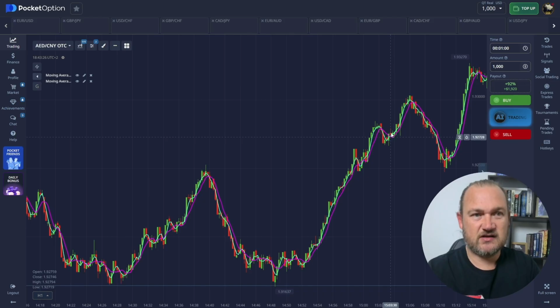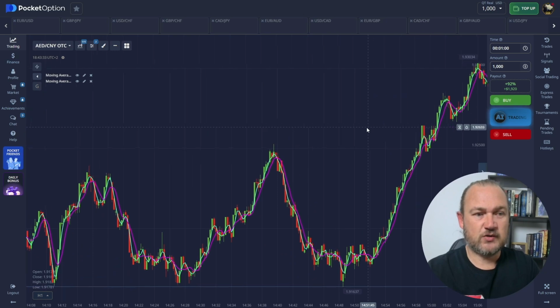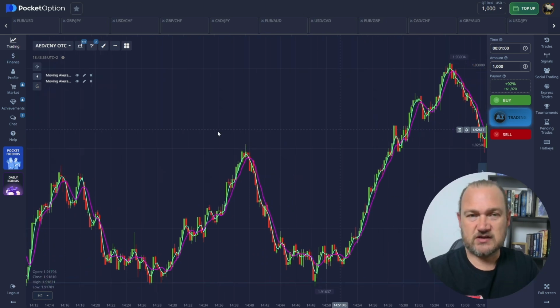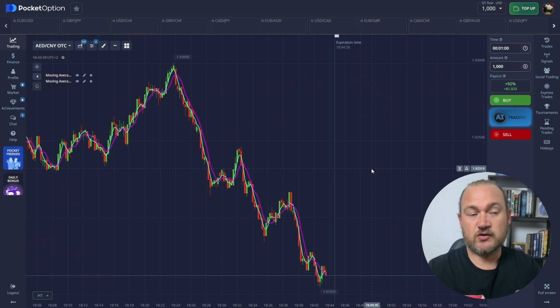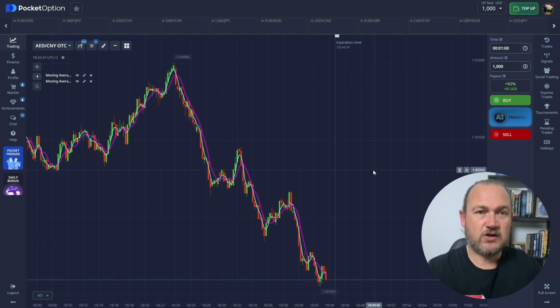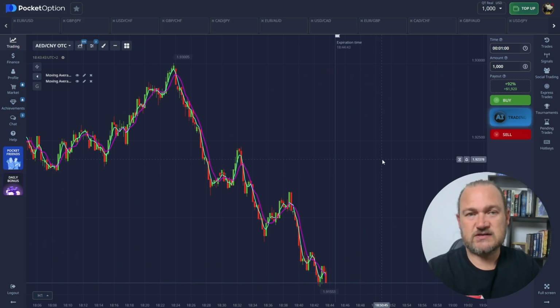And we can see there was another example. We had the strong push, a pullback, and the continuation. This is what we're going to be looking for, and we're going to be looking for it in both upwards and downwards moves. So now that we understand what we're looking for and what we're going to be doing, we are ready to start looking for entries. So we're just going to start flipping through some assets and see if we can pick up any assets where these conditions are being met, and we can get into some trades.